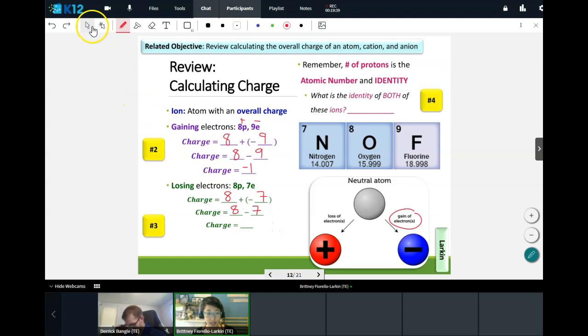So tell me in the chat, 8 minus 7, do that mental math and tell me what is our charge when we lose an electron. Yeah, in this case, it's just going to be 1, right? So we have a positive 1 charge.